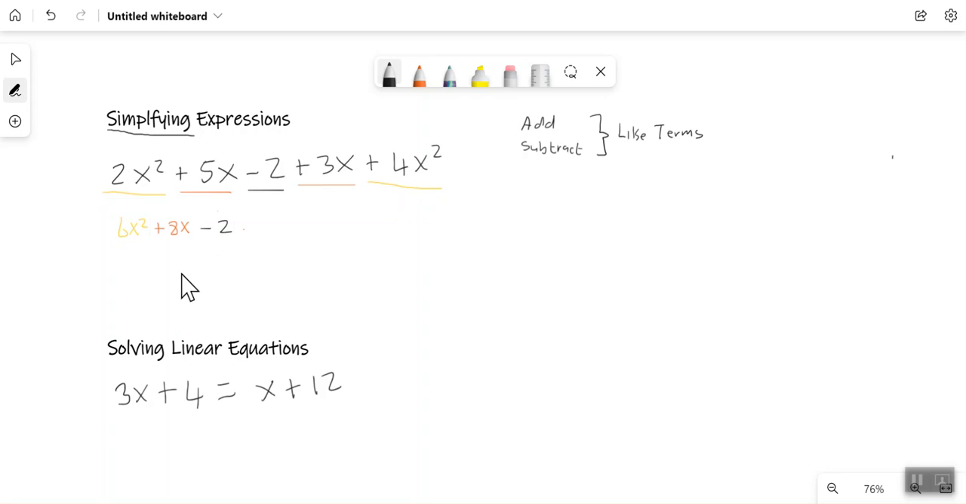When we're adding or subtracting like terms, we're adding or subtracting the number in front of a variable, what's called a coefficient. And the same rules apply as when adding or subtracting any integers. So that is simplifying an expression. Again, it's very important that you're able to simplify algebra expressions.